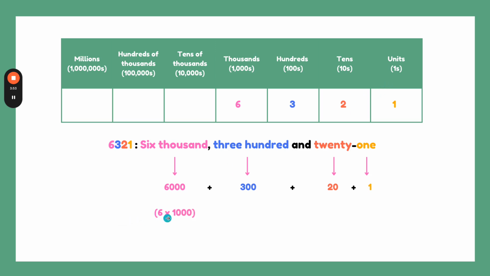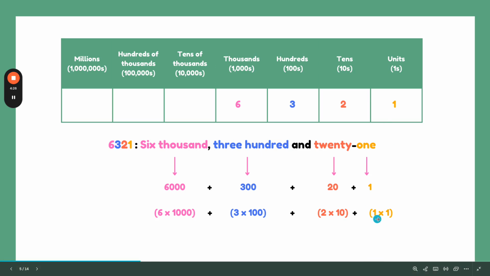Obviously 6 times 1,000 is 6,000. This is our thousands column. 3 times 100, so this comes from our hundreds column. 3 times 100 is 300. 2 times 10, 2 lots of our tens. This comes from our tens column. 2 times 10 is 20. And 1 unit times 1 is 1. So when you add 6,320 and 1, you will get 6,321 as your answer.